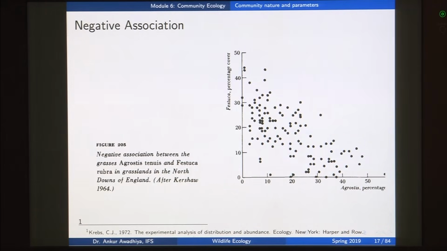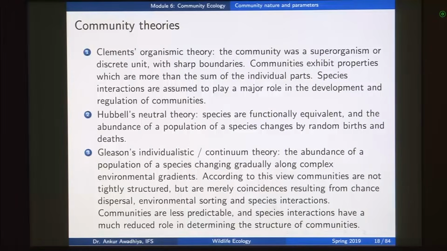Now, how does any particular community behave? To answer that question, we have three different theories of community. The first one is Clements' organismic theory, which says that the community is a superorganism or a discrete unit with sharp boundaries. It exhibits properties that are more than the sum of the individual parts. Species interactions are assumed to play a major role in the development and regulation of the communities.